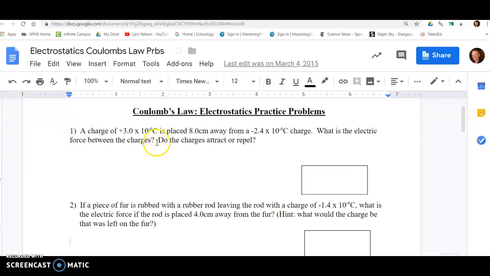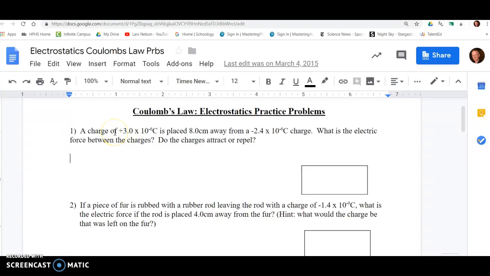Okay, this is a quick tutorial on how to solve a Coulomb's law problem with your TI calculator. So you'll notice they're giving you some information about the charge of a particle here, placed some distance away from a second charged particle. And the question is, what's the electric force between the charges?